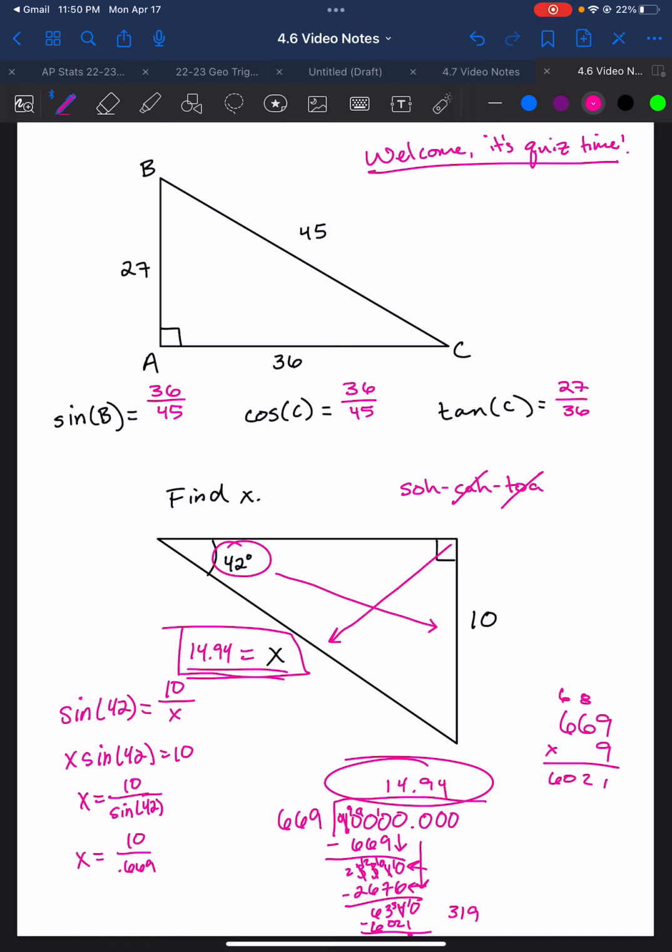So as you are getting ready to take this quiz, you can have out your notes, but honestly, if you actually know what you're doing, you should be able to do this with just your trig table, the calculator, and your little helper sheet.